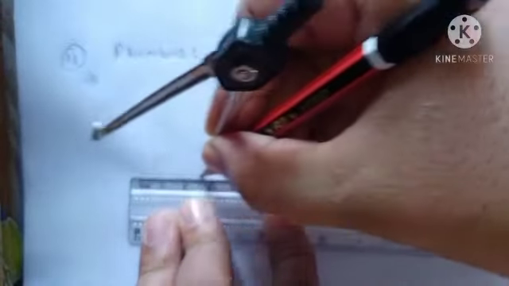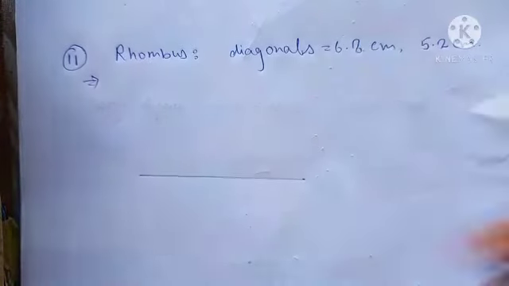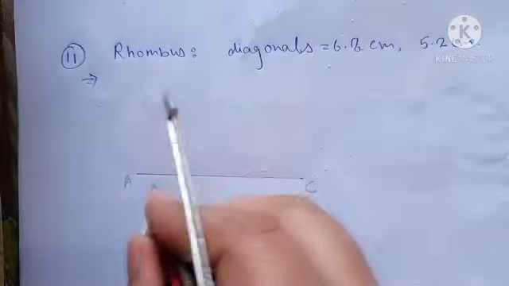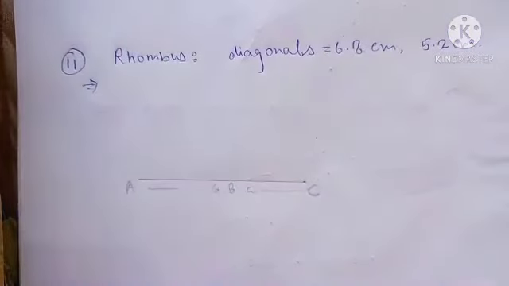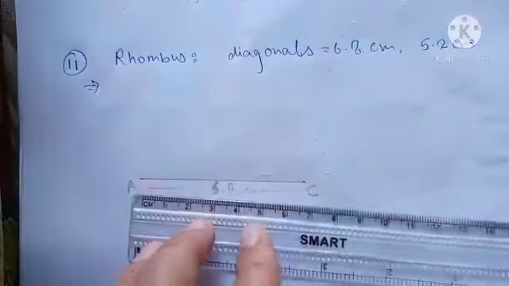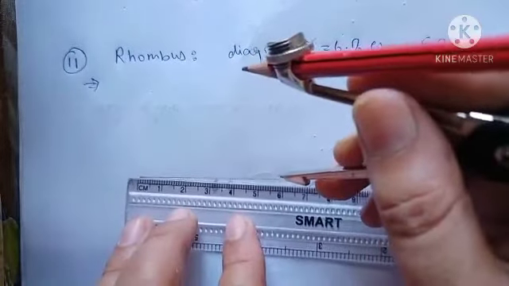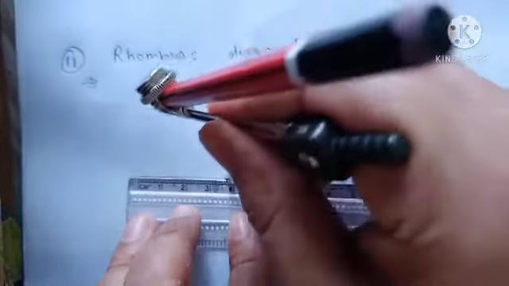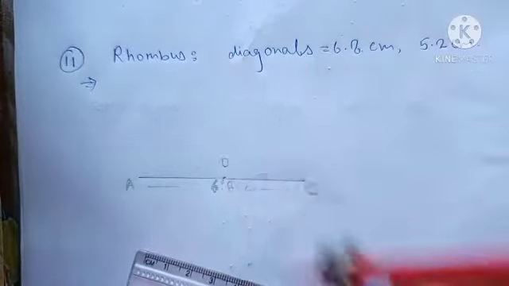It is a line segment of 6.8 centimeter. AC is the line segment of 6.8 centimeter. It is a diagonal. Now what we have to do, we have to cut off AO at 3.4 centimeter, because 3.4 is the half of 6.8. This is the midpoint. This point is O.